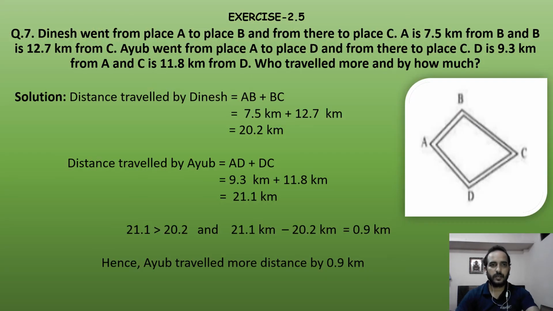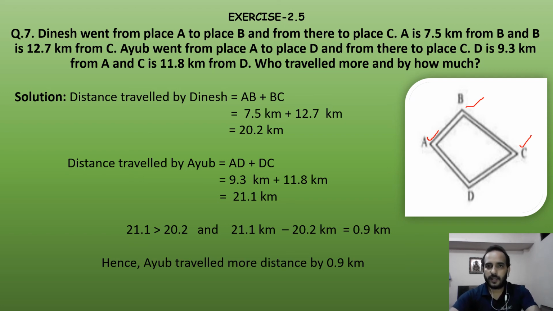Now next is question number 7 here. So let us read what the question says. Dinesh went from place A to place B, and from there to place C. Place A is here, and then place B is here. So A to B and then B to C. Dinesh has gone from A to B and from B to C.